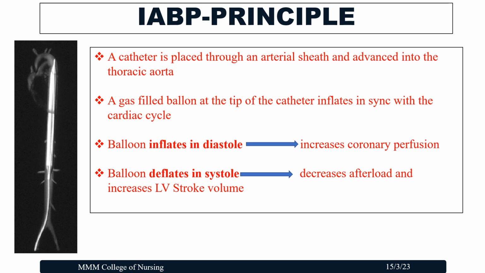The principle behind IABP, the intra-aortic balloon pump: a catheter is placed through the arterial sheath and advanced into the thoracic aorta. It will stay in the aorta, just distal to the subclavian artery. A gas-filled balloon at the tip of the catheter inflates in synchrony with the cardiac cycle. The balloon inflates in diastole, so there is increased coronary perfusion, and the balloon deflates in systole, which decreases the afterload and increases the left ventricular stroke volume.